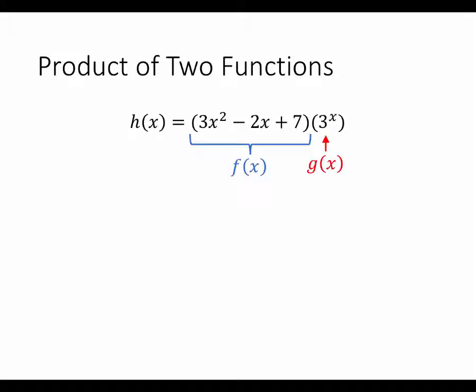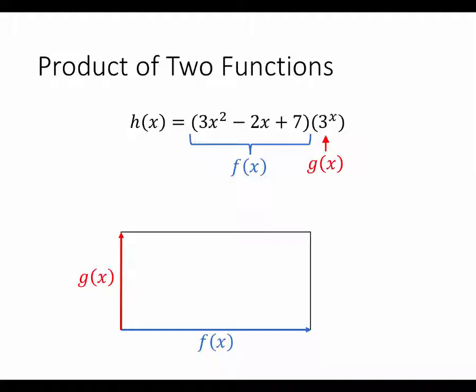So let's look at what's happening a little differently. I'm going to think about this in terms of area. So I'm going to represent f of x as the length of one side of a rectangle, and I'll represent g of x as the length of another side of the rectangle. So now h of x represents the area of this rectangle, and then h prime of x would represent how quickly the area of the rectangle changes as we increase the value of x.